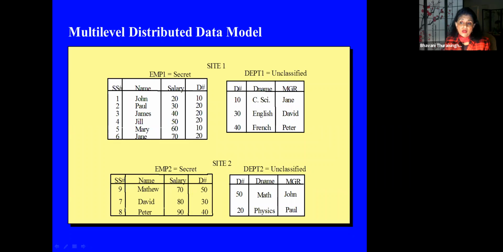So what we do here is that we are saying at site 1, you have an employee table that is secret, and don't worry about the white part not getting copied here, okay? No significance.